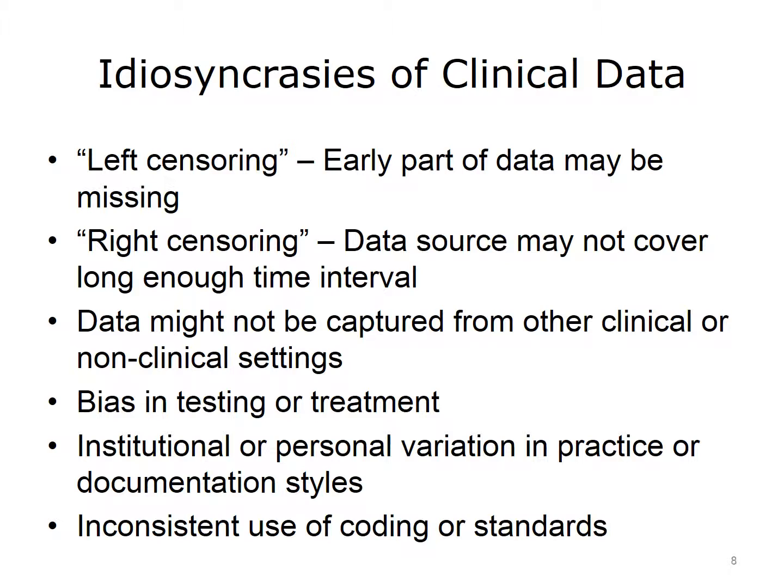Another idiosyncrasy is that the data might not be captured from other clinical or non-clinical settings. For example, the data may reside at other hospitals or health systems. Or it may not be available at all, such as may happen with over-the-counter drugs. There may be biases in how clinicians or others in health systems test or treat a patient. There may also be institutional or personal variation in practice or documentation styles. Finally, there may also be inconsistent use of coding or other standards.